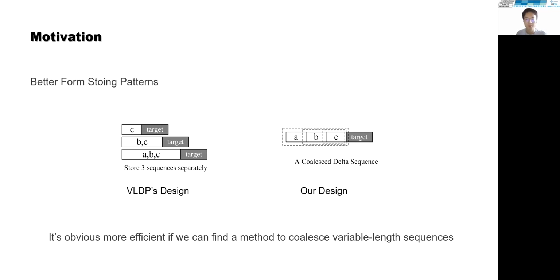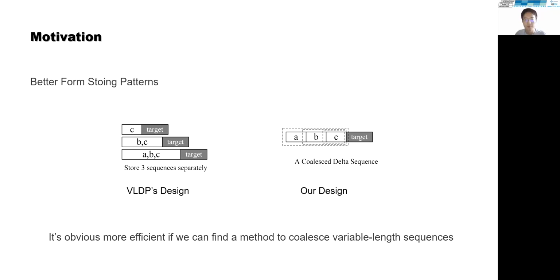In recent years, Chen, etc. have proposed VLDP that attempts to predict patterns by matching the current access sequences with multiple delta sequences of different lengths. They did not make judgments through quantitative analysis, but intuitively believe that multiple matching is better, so their design has several problems. We focus on the efficiency of different storage forms in this slide.